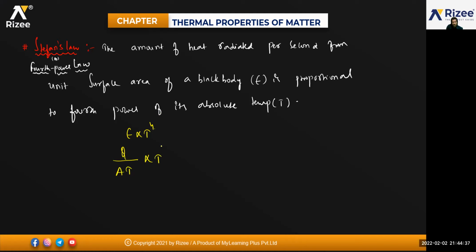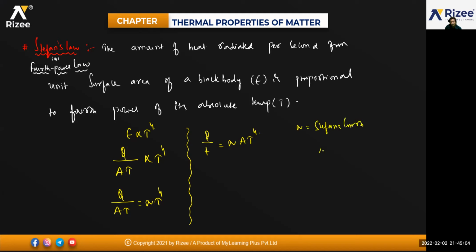It is directly proportional to T to the power of 4. So I can write Q divided by A into T, and removing the proportionality constant, we get some constant known as sigma into T to the power of 4. So Q by T, the amount of heat energy radiated, is equal to sigma into A into T to the power of 4, where sigma is known as Stefan's constant, and the value of that is 5.67 into 10 to the power of minus 8 watt per meter square Kelvin to the power of 4.